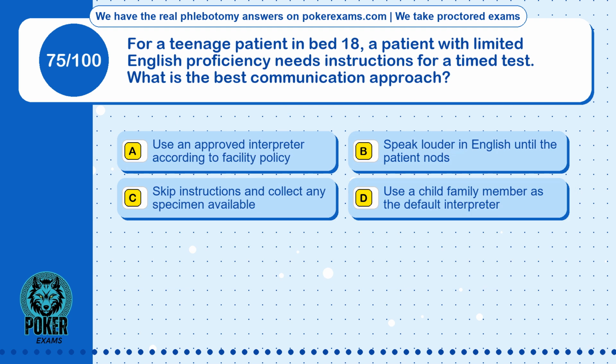Question 75. For a teenage patient in bed 18, a patient with limited English proficiency needs instructions for a timed test. What is the best communication approach? Option A, use an approved interpreter according to facility policy. Option B, speak louder in English until the patient nods. Option C, skip instructions and collect any specimen available. Option D, use a child family member as the default interpreter.